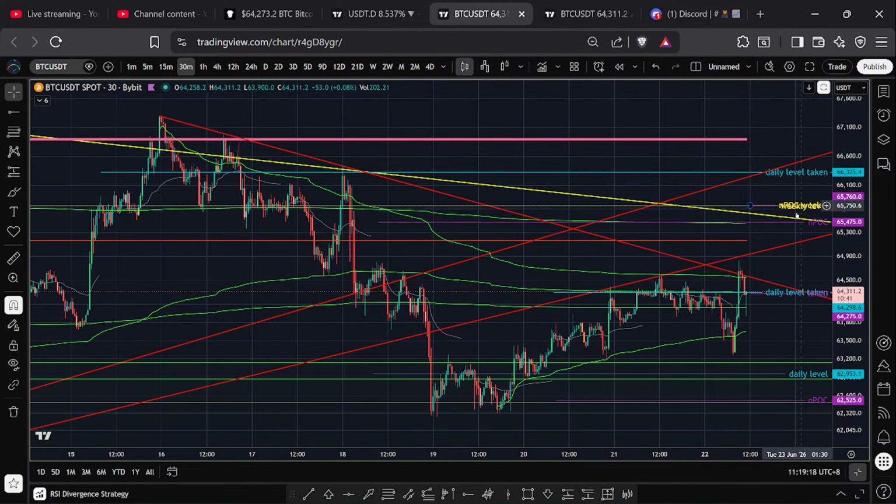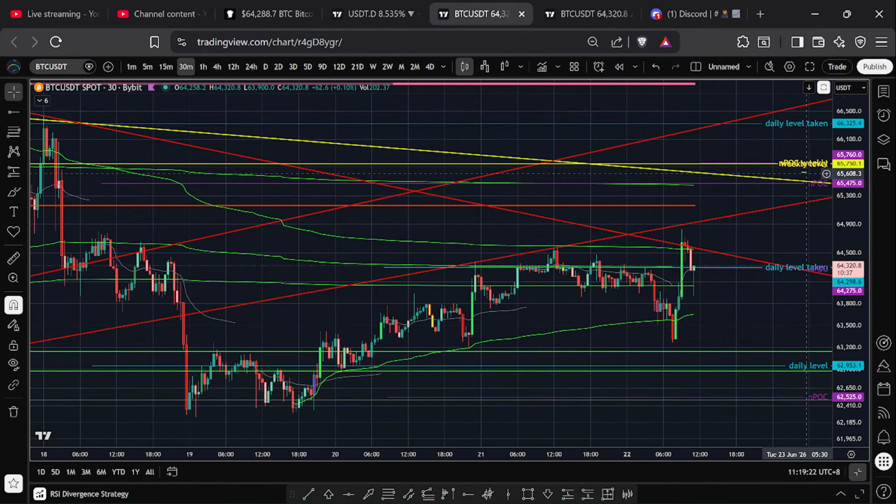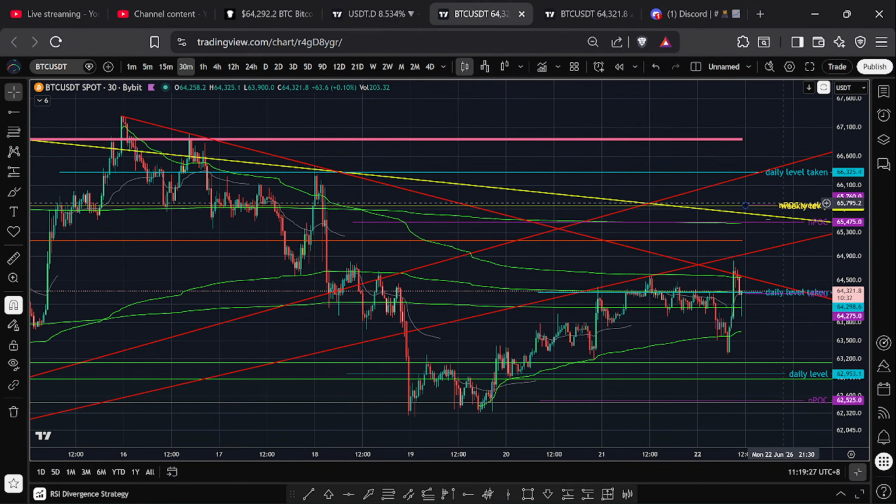This is a bit of a magnet. There's an NPOC here, a weekly one. So if this does move up, it could get up to here, touch this, and then reject off the trend line again.